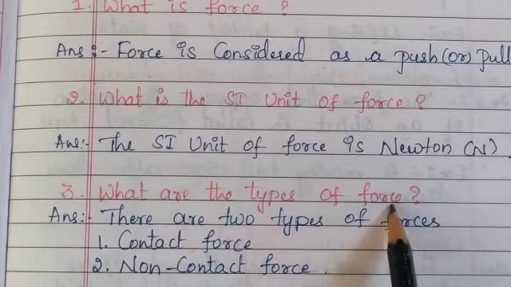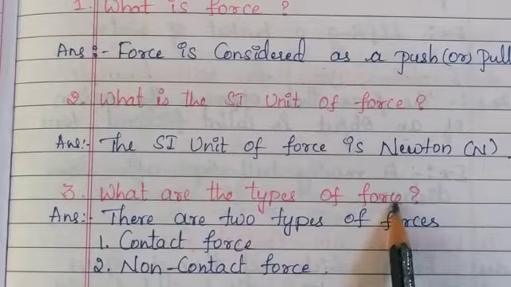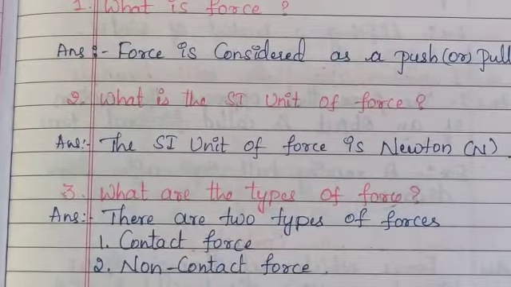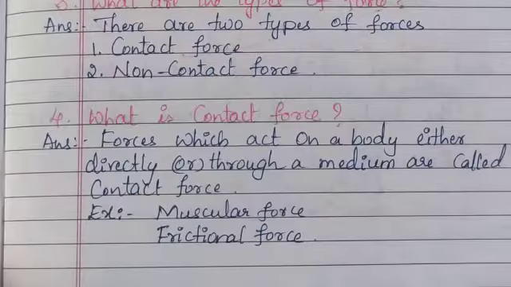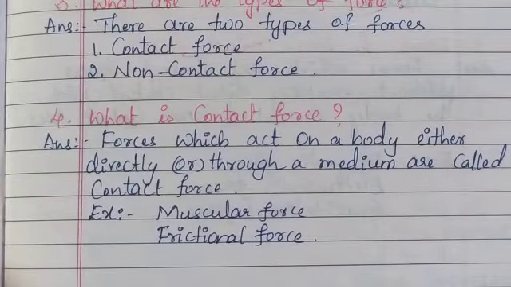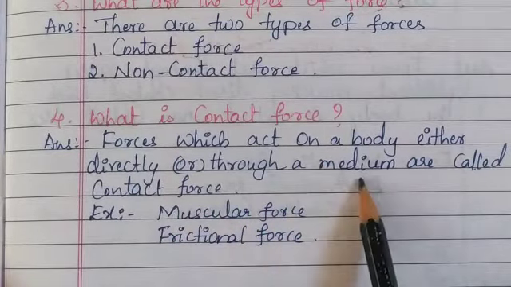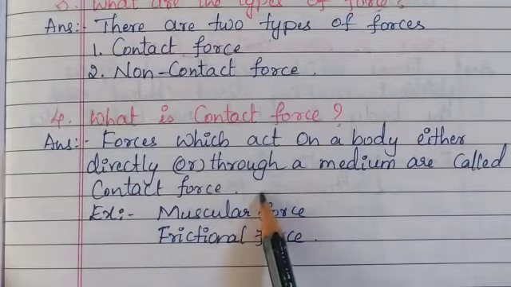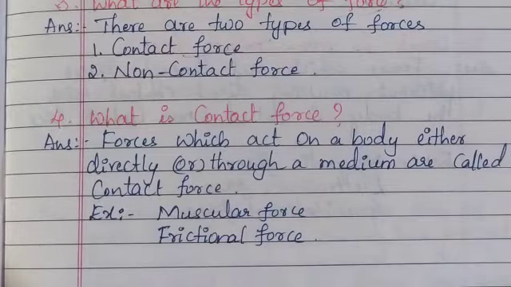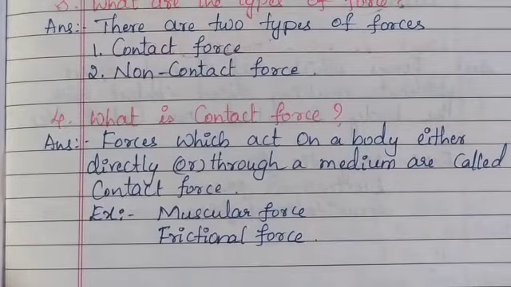There are two types of forces. What are the two types of forces? One is contact force, another one is non-contact force. What are contact forces? Forces which act on a body either directly or through a medium are called contact forces. Examples of a contact force are muscular force and frictional force. That means contact force is when two objects or bodies are in contact, directly or through a medium. That type of force is called contact force.